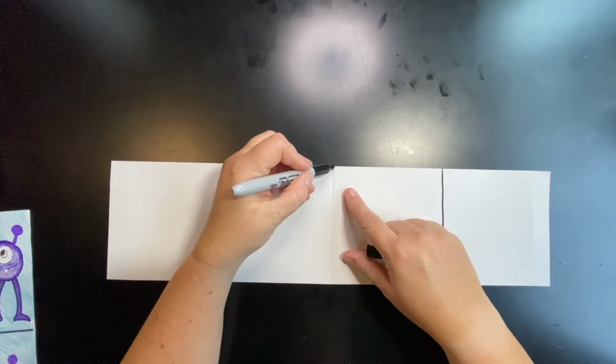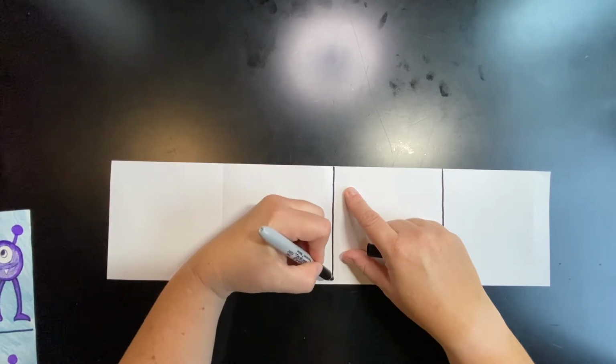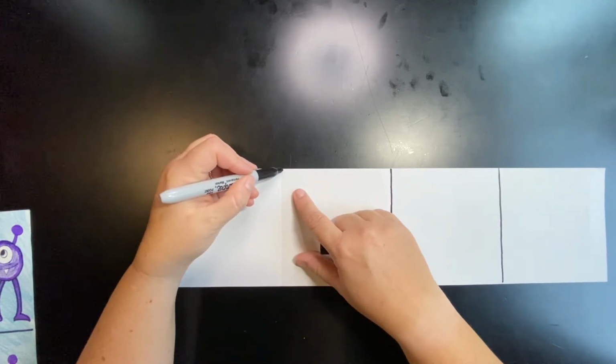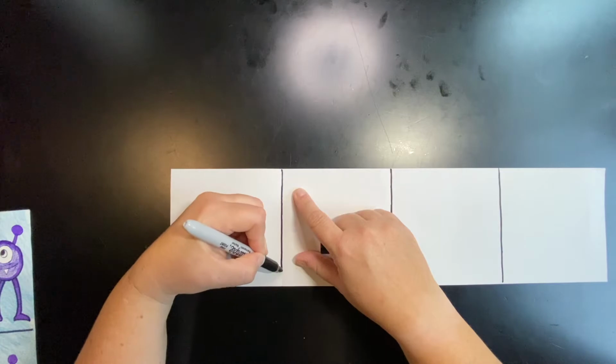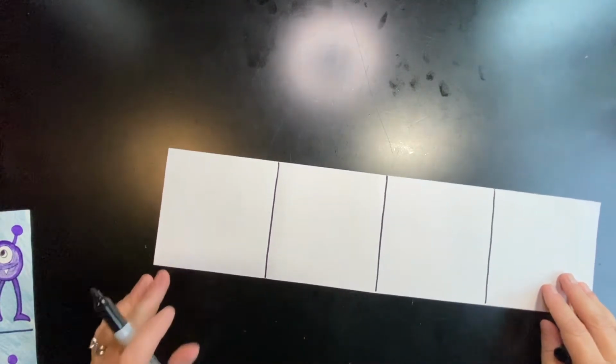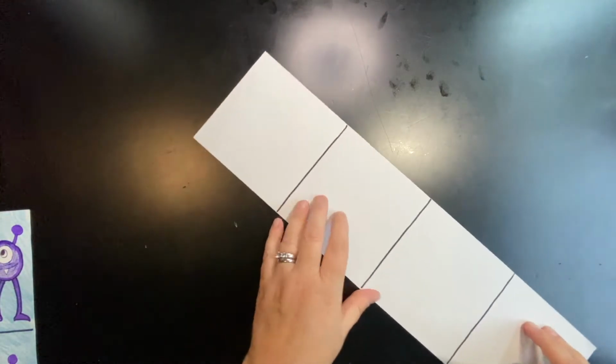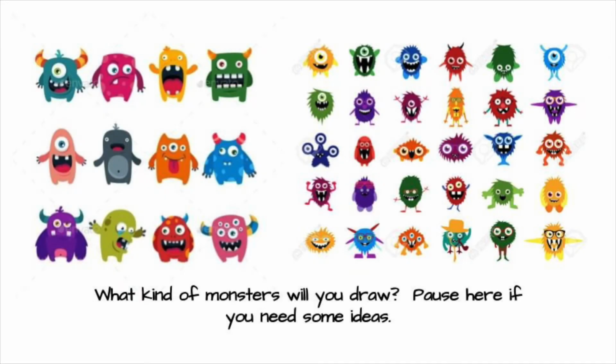Once you have the creases made, use a black Sharpie or black marker to create lines right in the creases. This will give us the places that we're going to draw each photo. If you need some ideas on what little monsters to draw, feel free to pause the video right here so that you have lots of examples in front of you, and then use one of these or design your own.